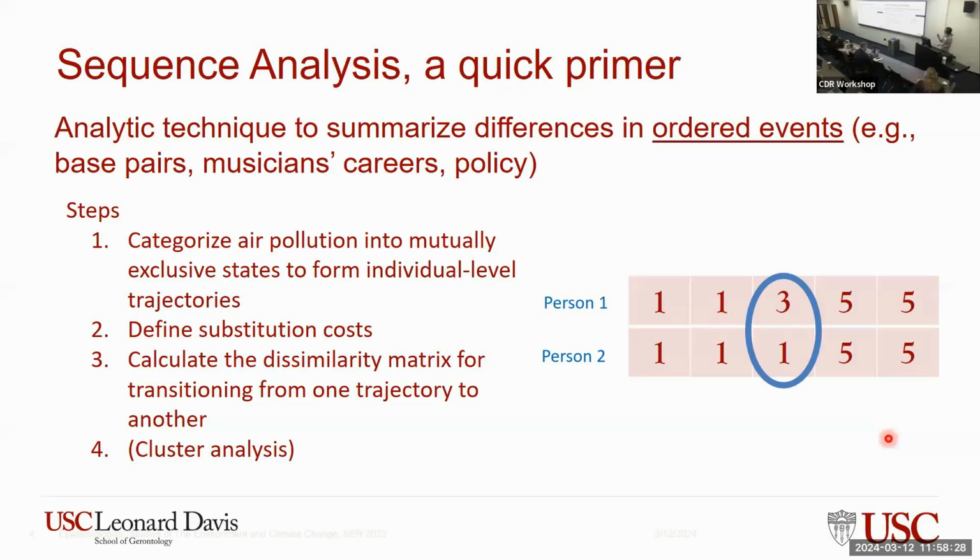And then from these, we will do this against all the trajectories in your analysis, and you will have a dissimilarity matrix with the cost associated with transitioning from one trajectory to another. So the output of a sequence analysis is a dissimilarity matrix. You can do a lot of things with this. What we're going to do is a cluster analysis. So does everyone follow me halfway so far?